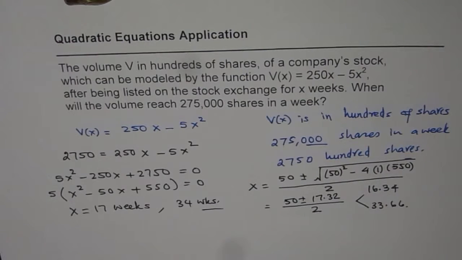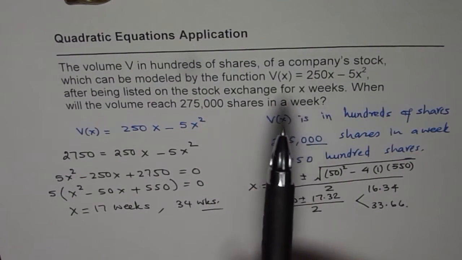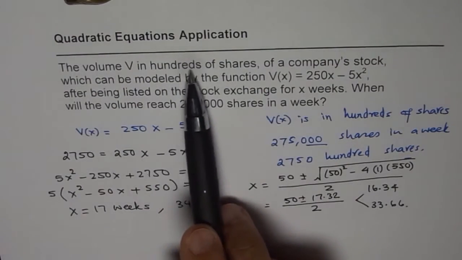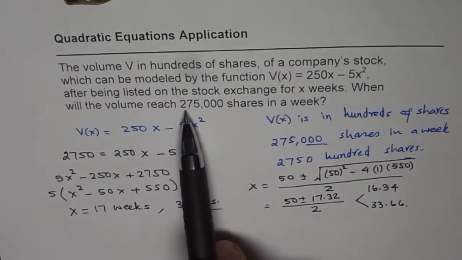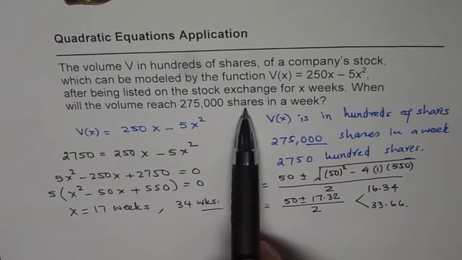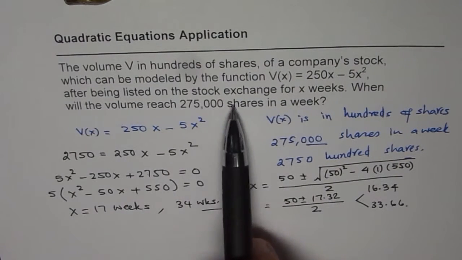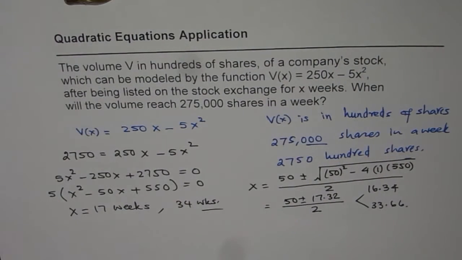So that is how you can solve this kind of question. The important part here is that the volume V is in hundreds of shares, and we are given 275,000 shares. So you have to convert the units, otherwise you make a mistake. That is the key thing in this particular question. It's very important to understand.